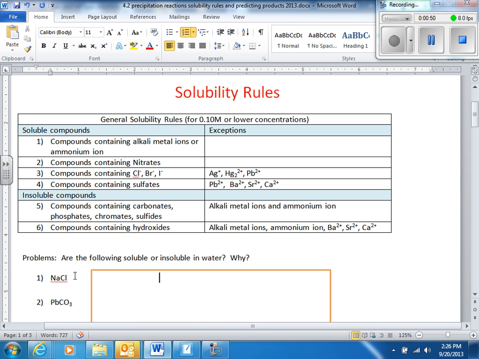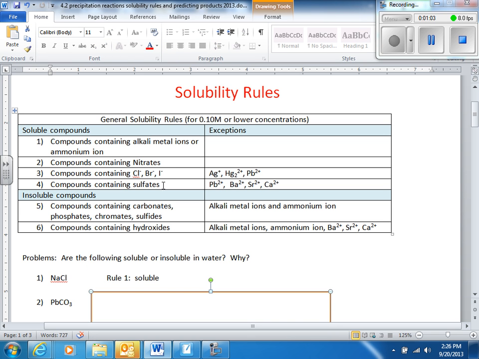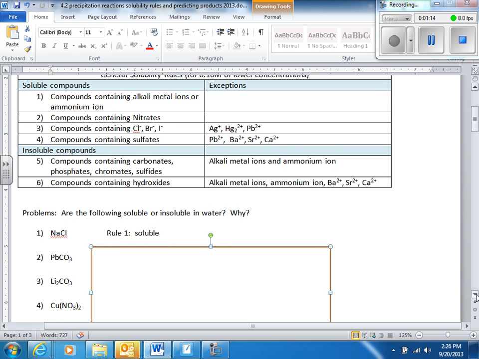why? So sodium chloride. Sodium, you look it up on the periodic table, it is an alkali metal. All alkali metals are soluble. So by rule 1, NaCl should be soluble. Now you'll notice rule 3 also talks about chlorides, saying that they are soluble except with these, and this is not an exception. So the rules never disagree with one another.